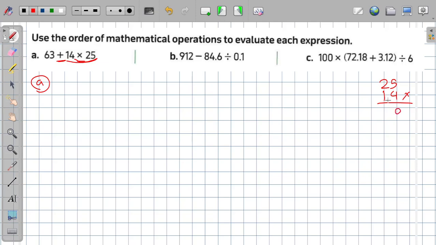So I will put 0 and carry up 2. 4 times 2 equals 8 plus 2 equals 10. So I have 100 plus, and I will put 1 0. 1 times 5 equals 5, and 1 times 2 equals 2. So 100 plus 250 is equal to 350.